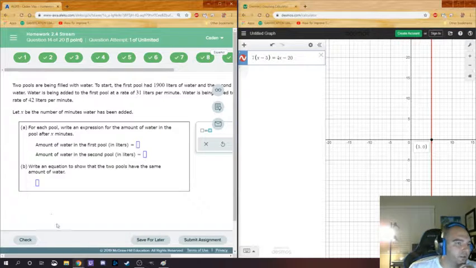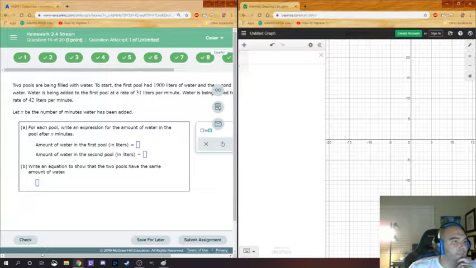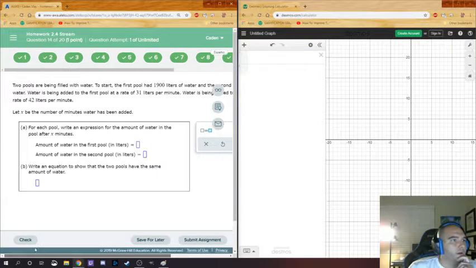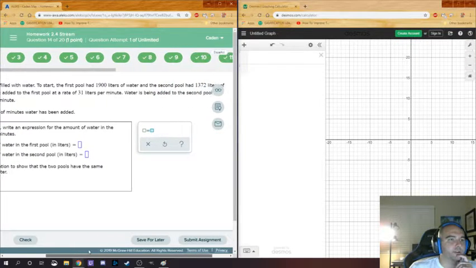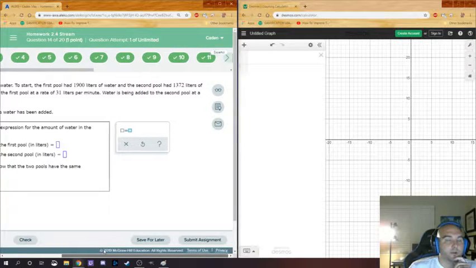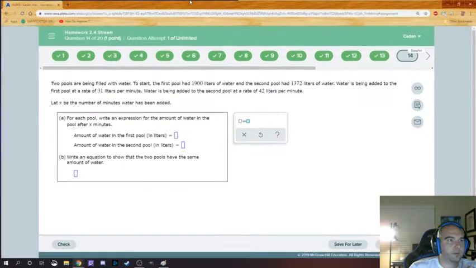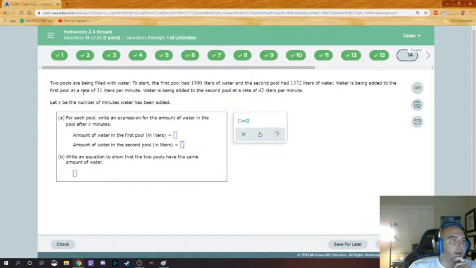Oh, look at all these words. All right, words are good. So it says, 2 pools are being filled with water. To start, the first pool has 1,900 liters, and the second pool has 1,372 liters. Let me full size this. Water is being added to the first pool at a rate of 31 liters per minute, and water is being added to the second pool at 42 liters per minute.